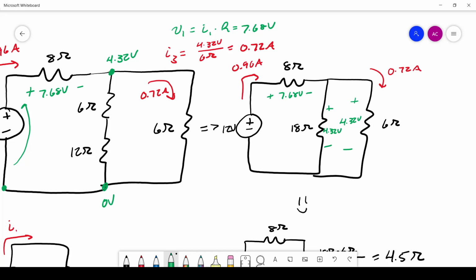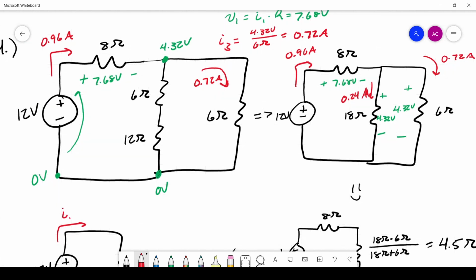So what you'll notice is that I moved it over here because it's a whole lot simpler. We have voltage, we have resistance, so we can just use Ohm's law. 4.32 volts divided by 18 ohms gives us 0.24 amps. Let me clear that up a little bit, 0.24 amps. I didn't write that equation, but it's just Ohm's law, so you should be able to work that out on your own.